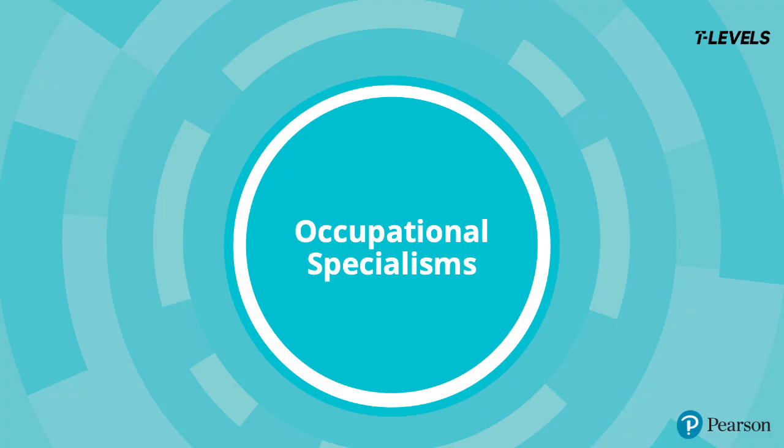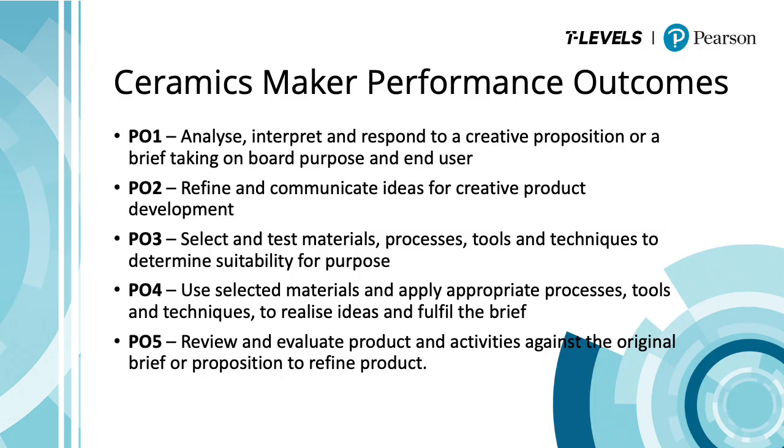Now let's look at each occupational specialism in more detail. First, we'll look at the ceramics maker occupational specialism. Throughout this section of the presentation, we'll use the ceramics maker occupational specialism as an example, but it represents the structure and assessment tasks of all the other occupational specialisms available. Each occupational specialism has 5 performance outcomes. These are very similar across all of the occupational specialisms.